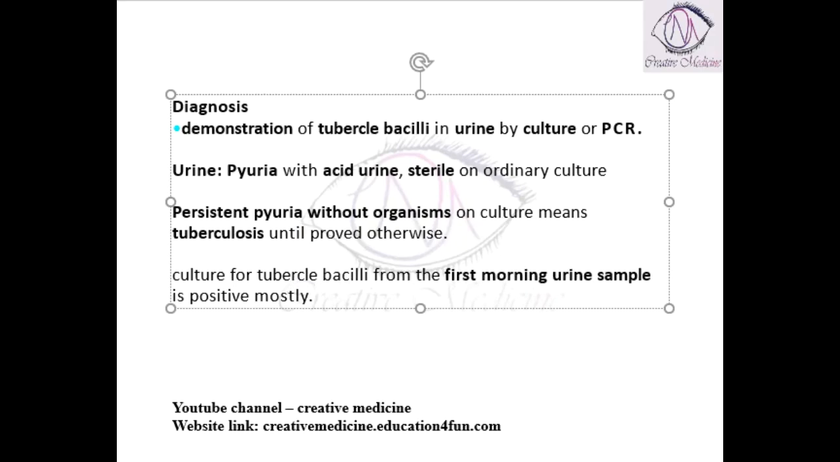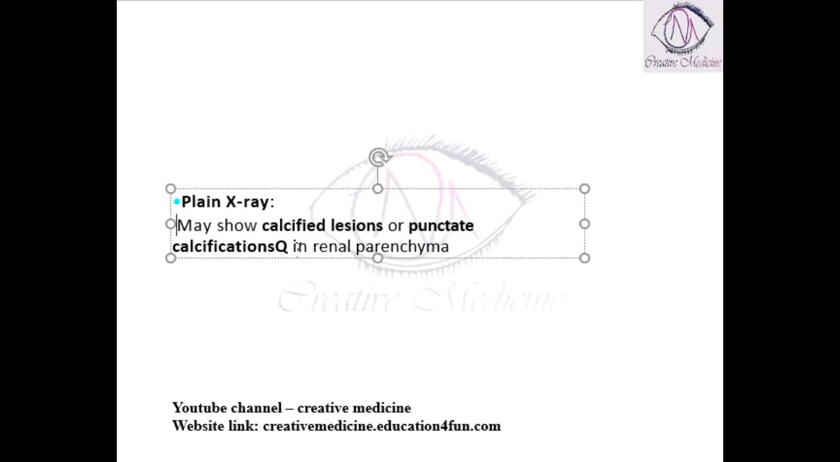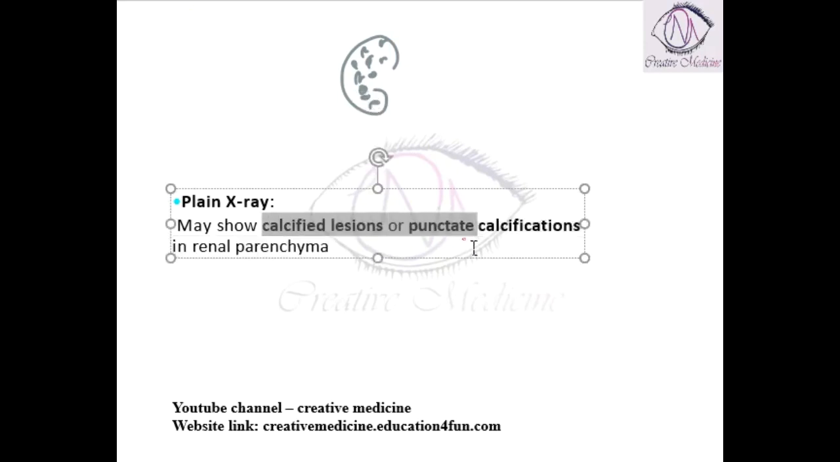Okay. Next, you can do plain X-ray. On the plain X-ray in tuberculosis, this might show calcified lesions or punctate calcifications in the renal parenchyma, because, if you remember, in the complications, calcification of the kidney is one of the complications. So calcified lesions and punctate calcifications are seen on the plain X-ray.